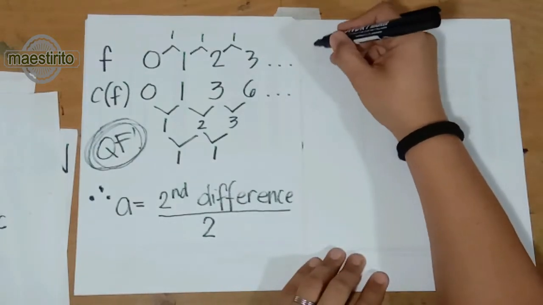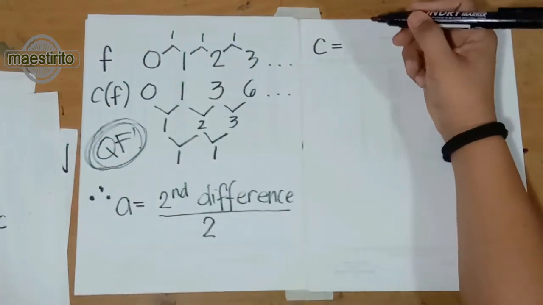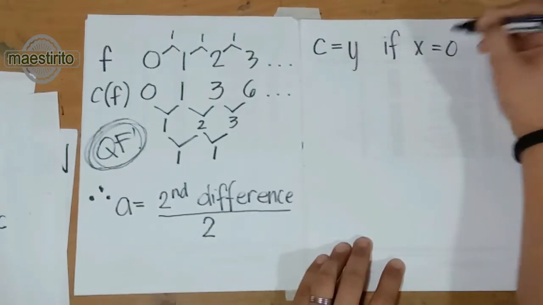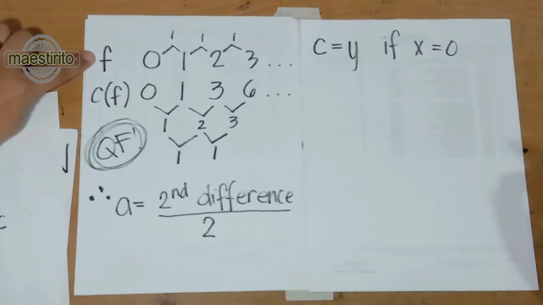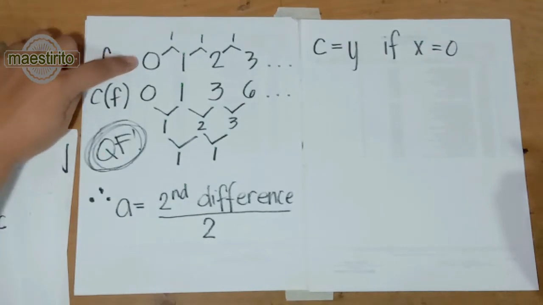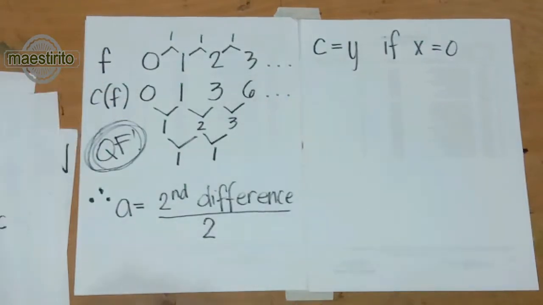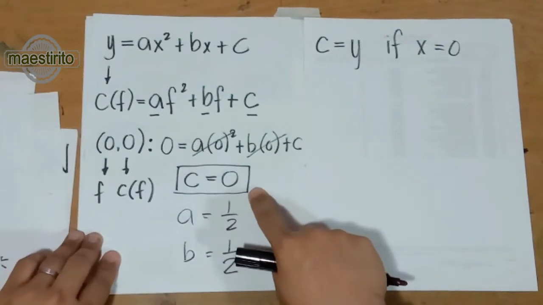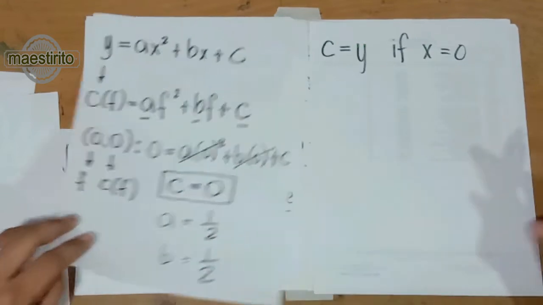Okay, and then let me jump to the C. C is your Y if your X is 0. So the X here is the F. So if X is 0, your Y is 0, which is your C. And that's what we got also. C is equal to 0.